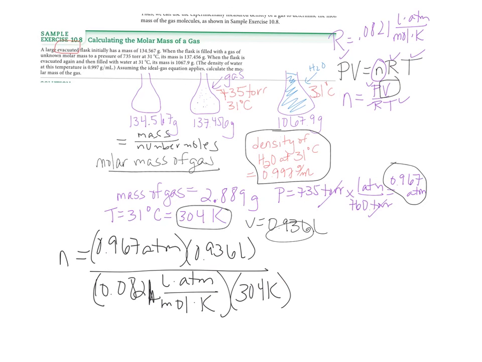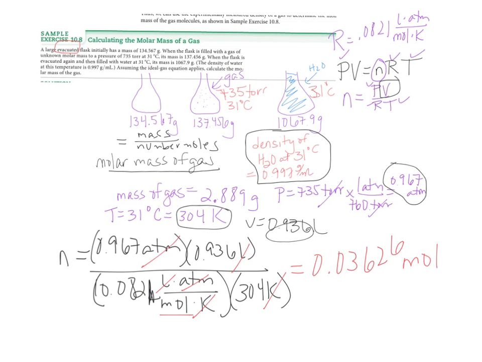I can cancel my units. I have atmospheres in numerator, denominator, liters in numerator, denominator, Kelvin in the numerator of my denominator, and moles in the denominator of my denominator, which really means it's in the numerator. When you divide by a fraction, it becomes on the top. So I'm going to pause and do this math and find out how many moles we have. And I find out that we have 0.03626. I'll write 4 significant figures for now, but eventually I'll round it to 3, because in here we have 3 sig figs, 3 sig figs, 3 sig figs, 3 sig figs.